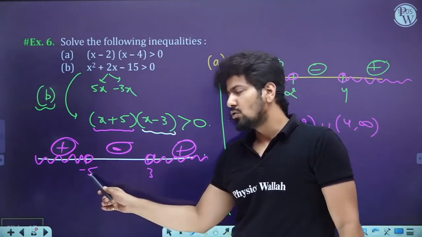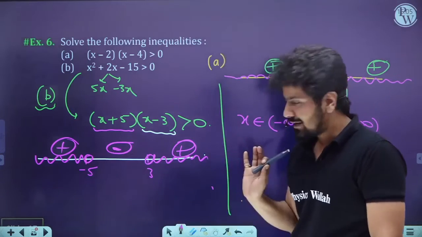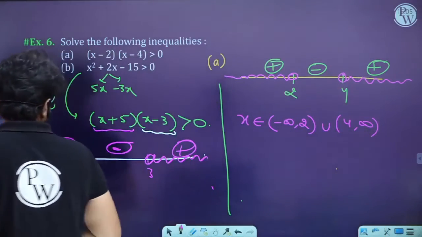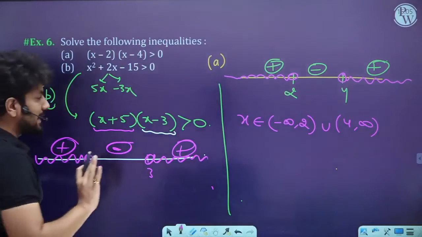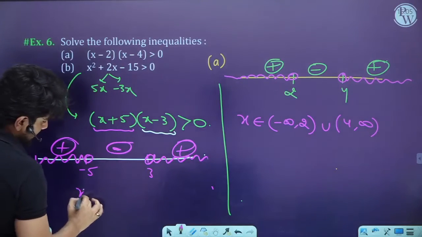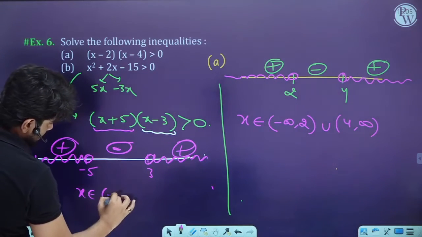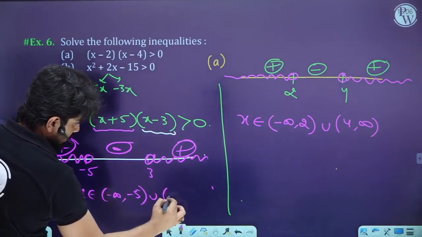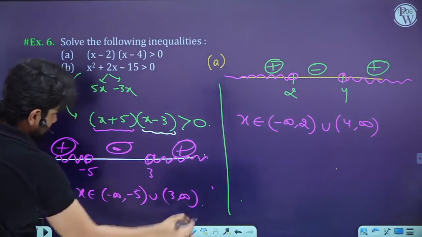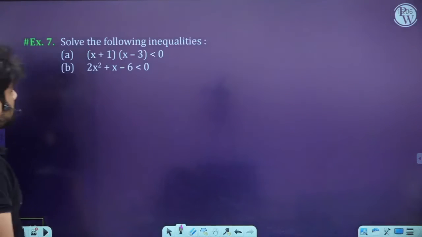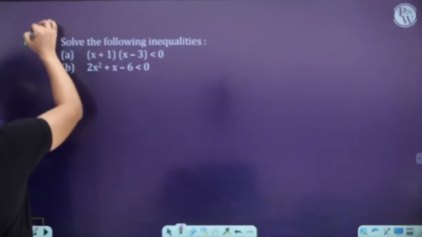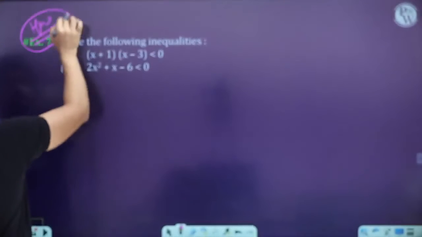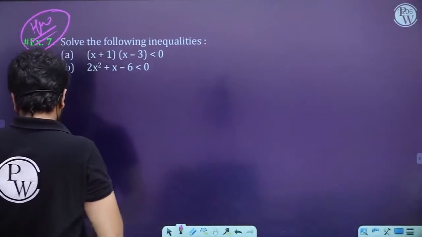There will be an open bracket at minus 5 and 3 because we don't have equality. Basically, we use close bracket when we have equality, as simple as that. x belongs to minus infinity to minus 5, open, union, open bracket 3 to infinity. That's our answer. Okay, now these two questions I am giving to you as a homework. You can easily solve these two ones.